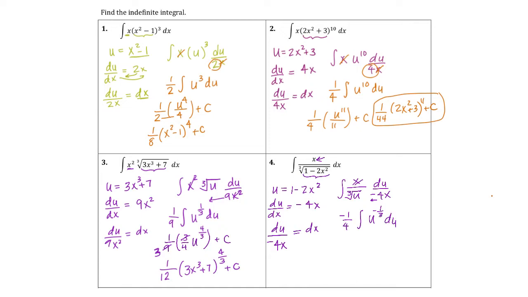And now we can do our integration. So we're going to end up with negative 1/4 times, and this is going to be u to the positive 2/3. So we're going to have our 3/2 here, and then plus c. And now the rest of it is just putting everything together. So we're going to have negative 3 over 8 times 1 minus 2x squared raised to the 2/3 power plus c.